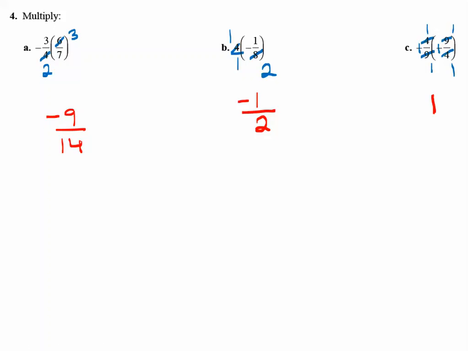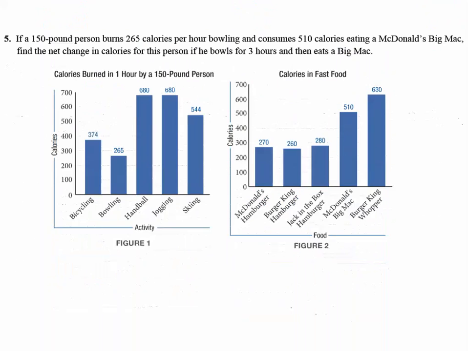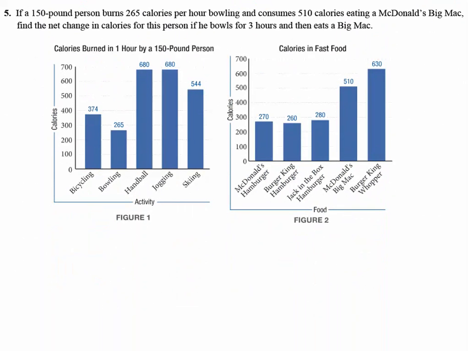Alright, let's take just a little bit of time here looking at those graphs and charts, being able to read them and recognize what they're trying to say. The first figure is activity and how many calories are burned in 1 hour by a 150 pound person. The other graph is the concept of fast foods, various types of fast food, and the calories that go with it.